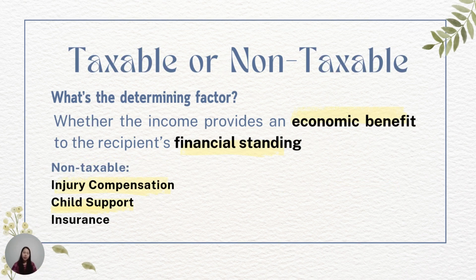So, in order to determine what goes into gross income, we need to understand what is taxable income and what's non-taxable income. And the determining factor for this is whether the income provides an economic benefit to the recipient's financial standing, meaning it raises their net worth. For example, non-taxable income would be injury compensation, child support, insurance. This doesn't go directly to benefiting the taxpayer. It usually goes to expenses that they have to pay, things to balance it out, not specifically to raise their income level.